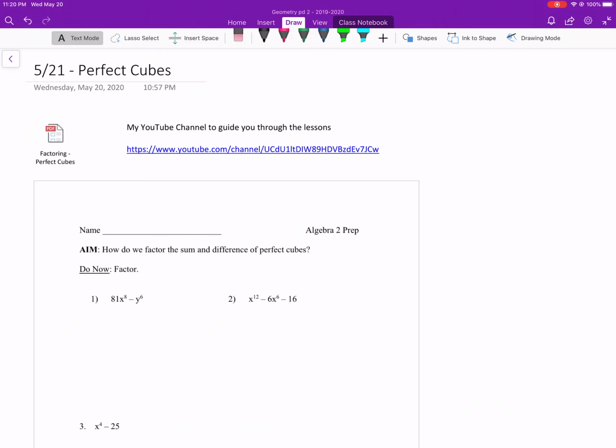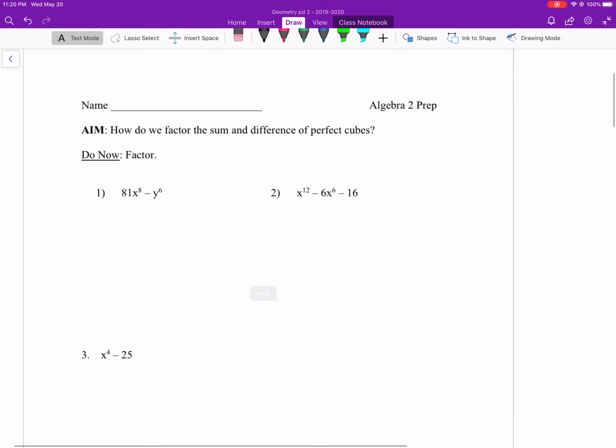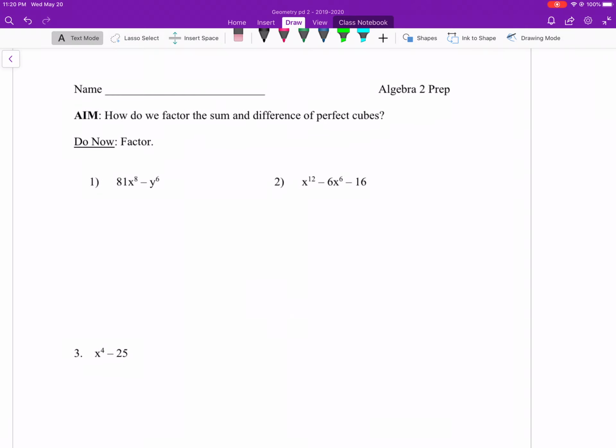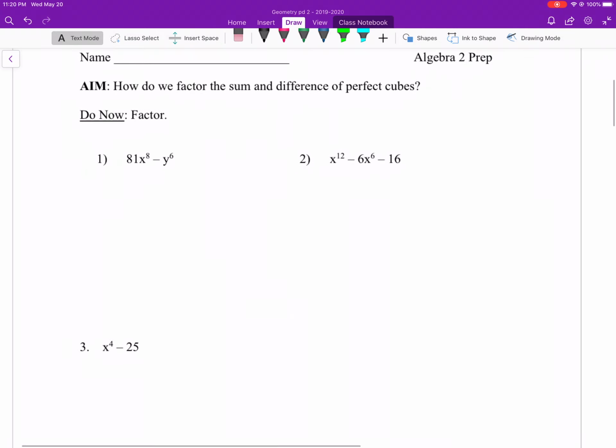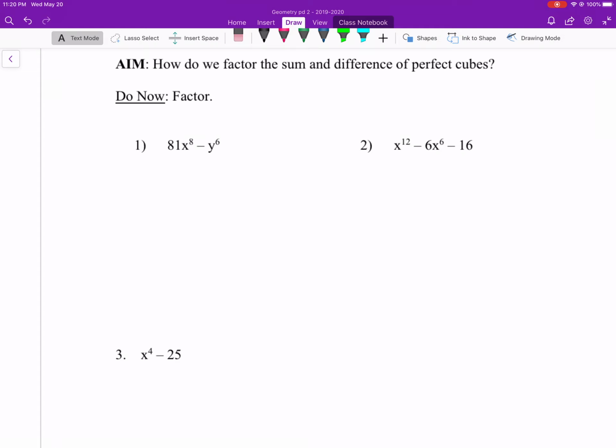Good morning, guys. Welcome to today's lesson, May 21st, perfect cubes. It's all about factoring the sum and difference of perfect cubes, and we're going to talk about what those are. But first, our do now. We have to factor 81x to the 8th power minus y to the 6th power. There's no common factor, so we can't divide out a GCF, but this is a clear-cut example of DOTS. It's the difference of two perfect squares.